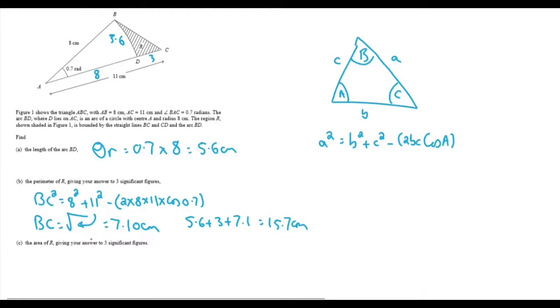When you have these compound shapes, when you have a shaded area, the key to getting that area is just think, what is the area of the larger shape? What is the area of the smaller, unshaded shape? And if we just take away the small from the big, that leaves us with the shaded area. So if we can work out the area of the triangle, and then the area of the sector, triangle minus sector leaves us with that.